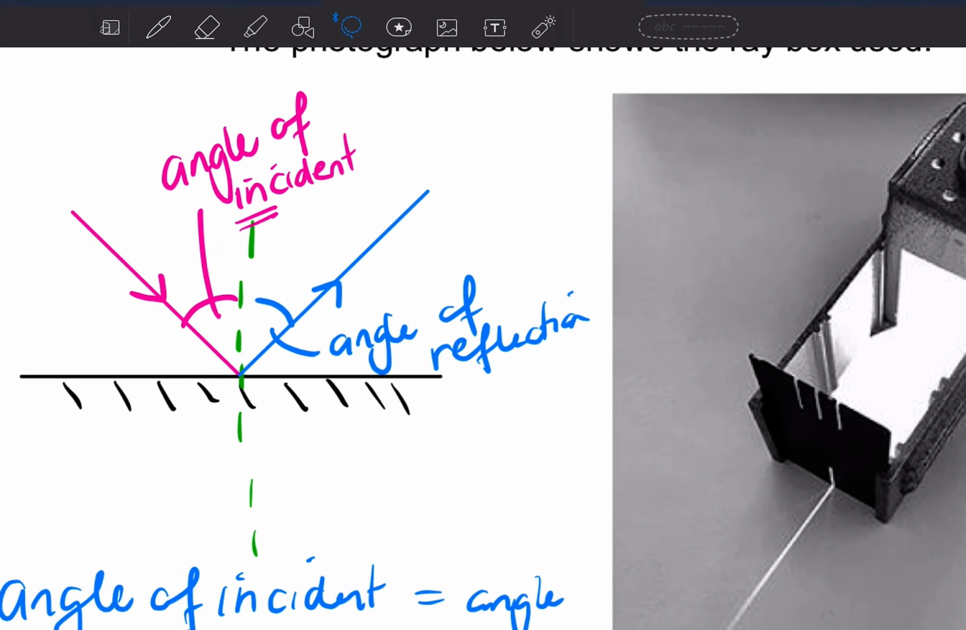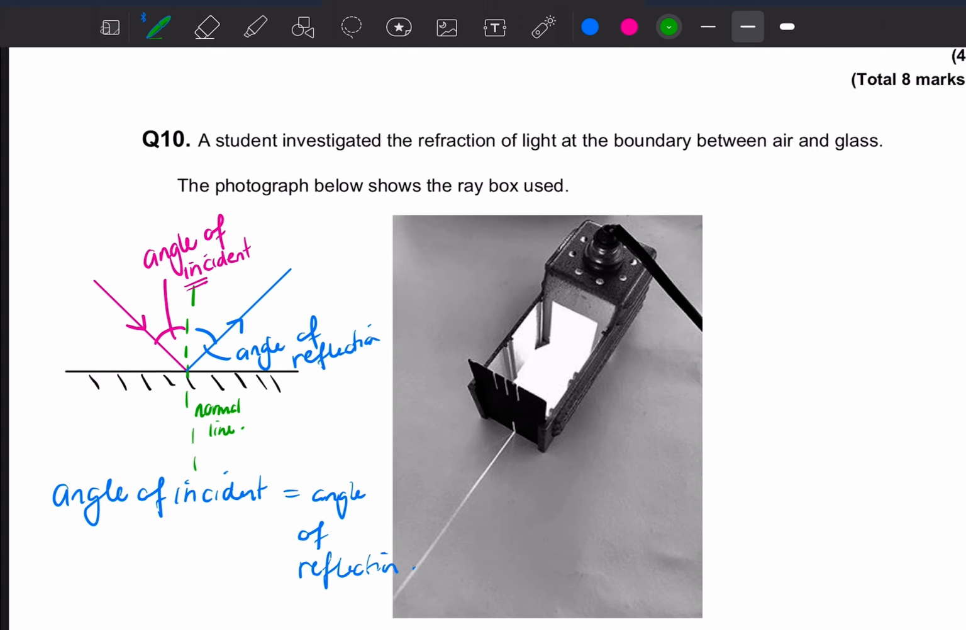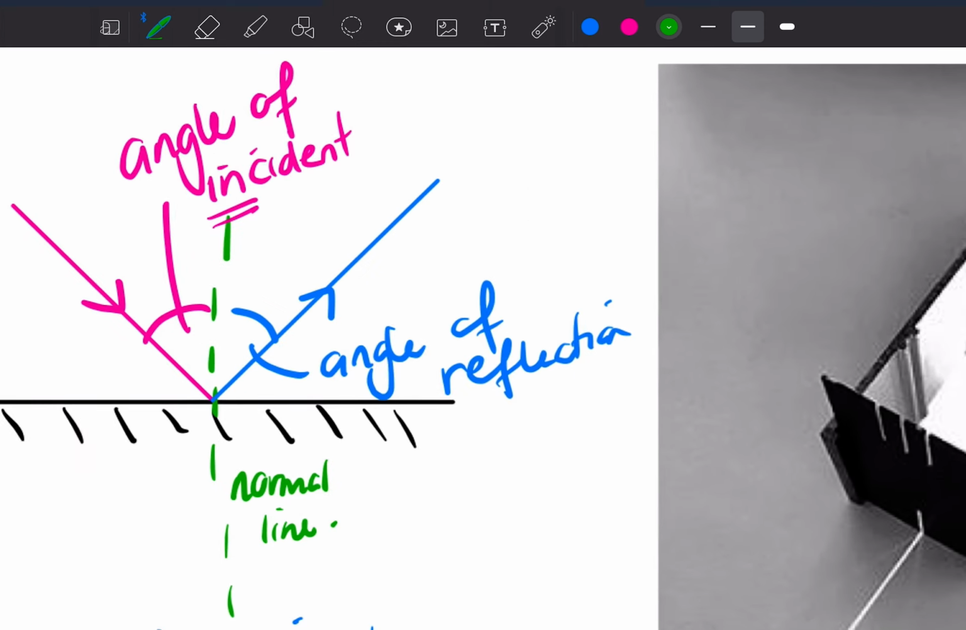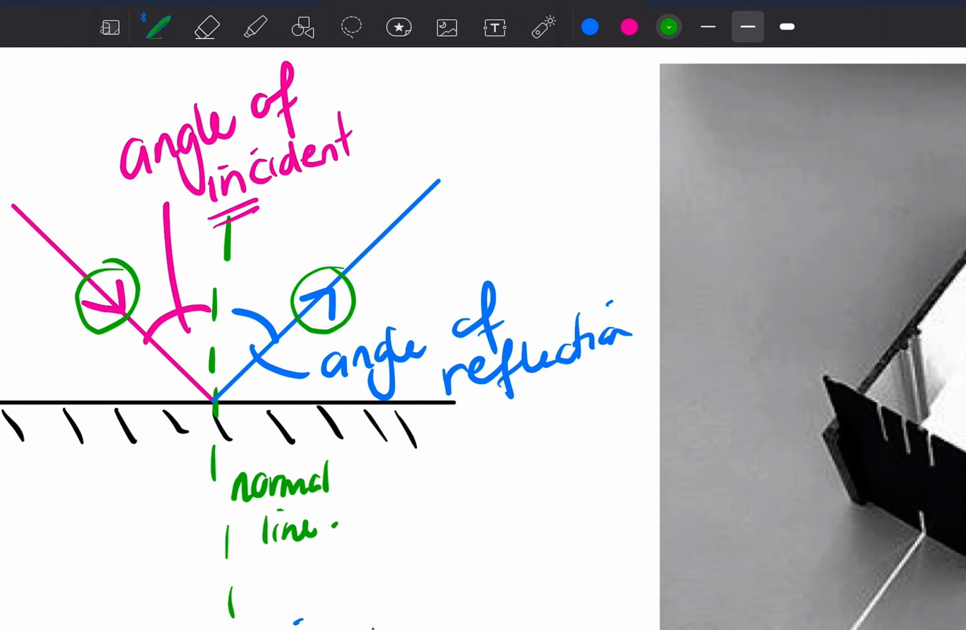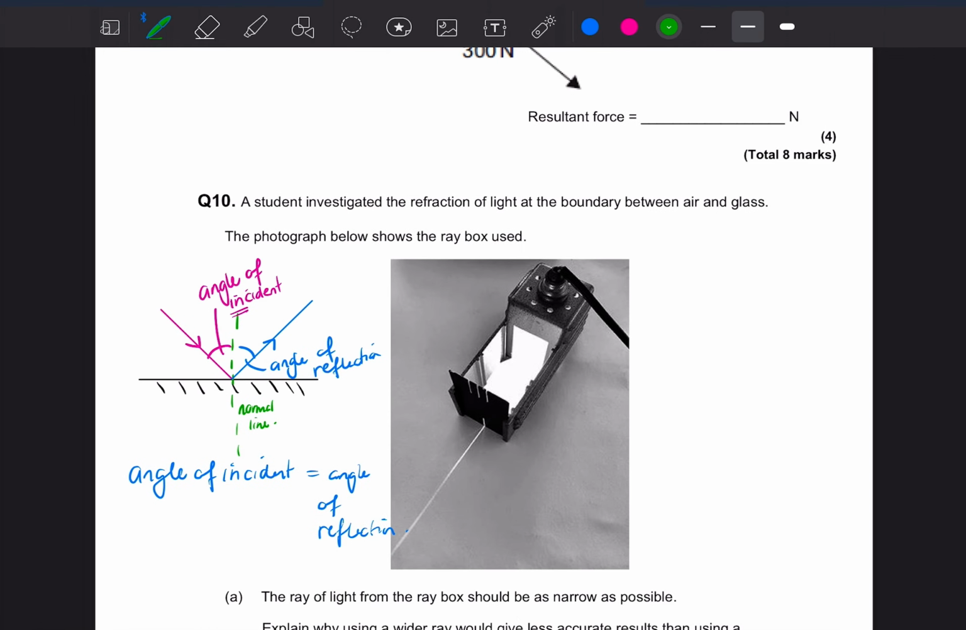So shine in, hit the boundary between your normal line. Let me label that as the normal line. The normal. And remember, your normal line is at 90 degrees to the boundary. So shine the incident ray in, and your reflected ray goes the other way. Remember to include these arrowheads. They're really important to show which way the light is traveling. People miss them out and lose marks that they definitely should have got.